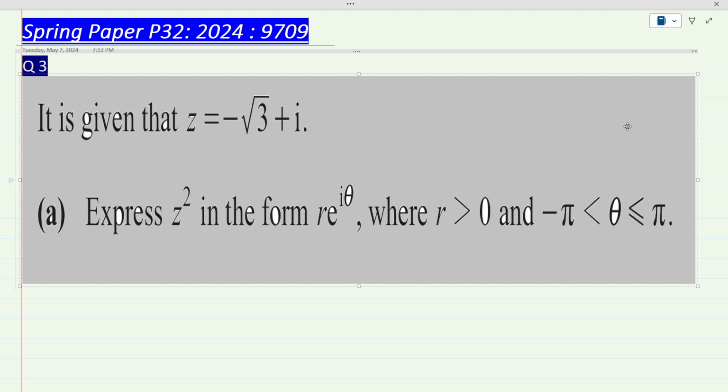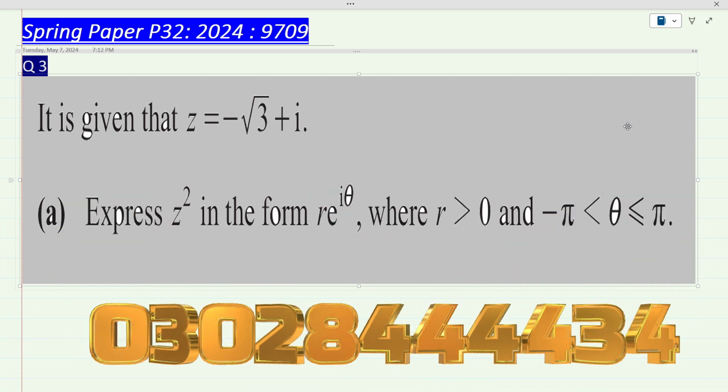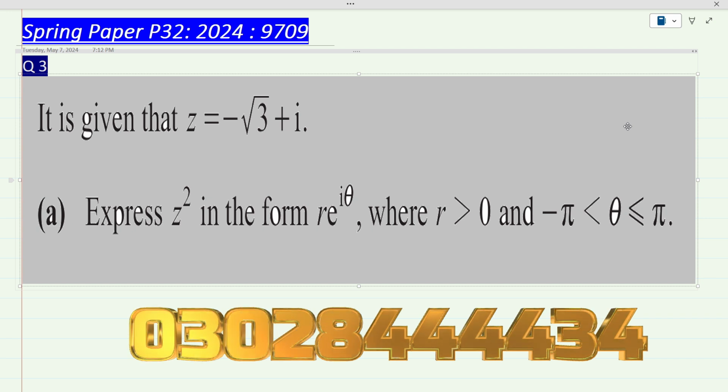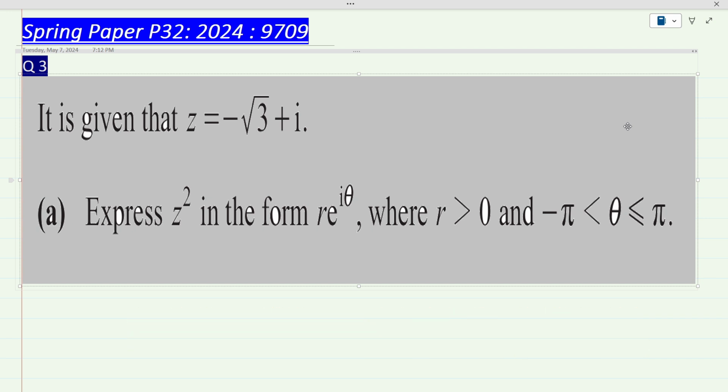Question number 3. It is given that z is equal to minus root 3 plus i, a complex number in Cartesian form. Express z square in the polar form or in exponential form. It means we have to find the angle as well as the magnitude of z square. So we have two options. The first one is that we find z square in Cartesian form and then find its angle, or we can convert z into polar form and then find its square using de Moivre's theorem. I'm going to use the second option.